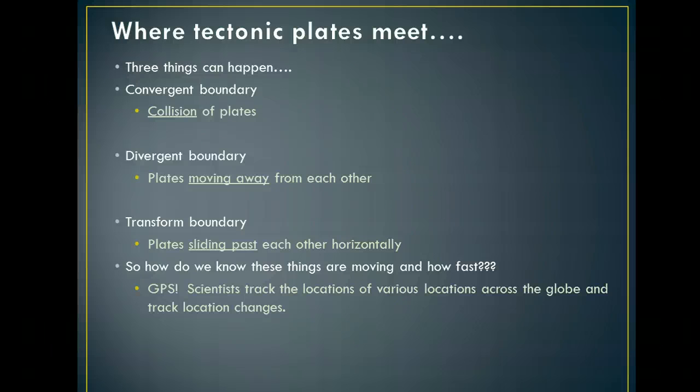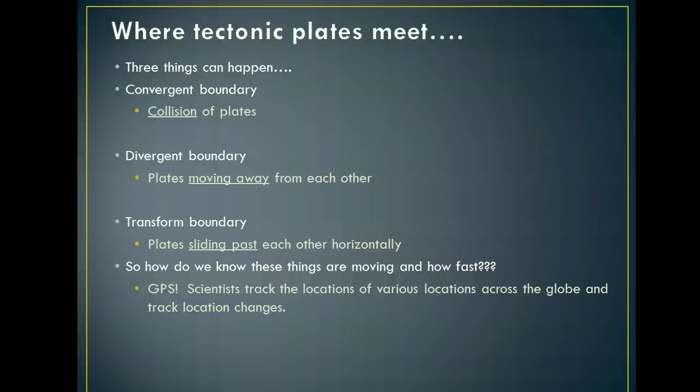Okay, so a convergent boundary is when you have two plates converge upon each other, or they start to collide. A divergent boundary is when you have two plates that are moving away from each other, so they're diverging. Converging means to come together, divergent means to move apart. Transform boundary is when you have plates sliding past each other horizontally.